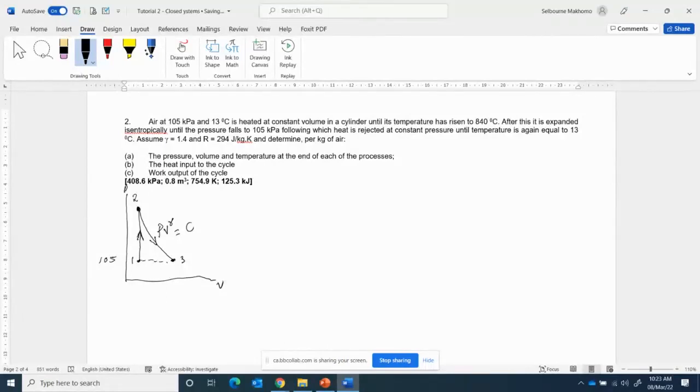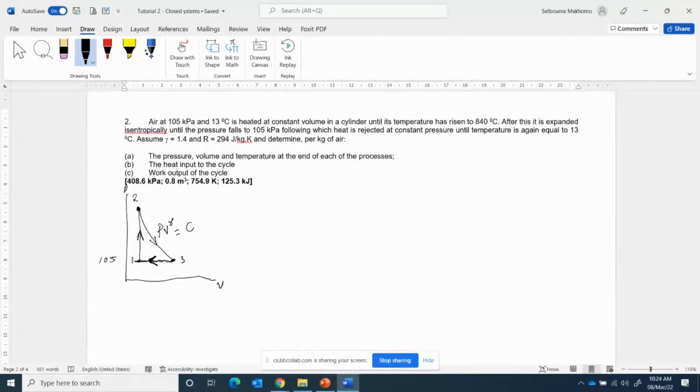Following which heat is rejected, or here comes the third process. Heat is rejected at constant pressure. So heat rejection at constant pressure, look at the direction of the arrow now. It's going backward. Now heat is rejected at constant pressure until the temperature is 13 degrees Celsius. In other words, T1 is 13 degrees Celsius. So we have a cycle here with three processes. The first process, constant volume heat addition, then adiabatic expansion, then isobaric heat rejection. Here are the three processes.